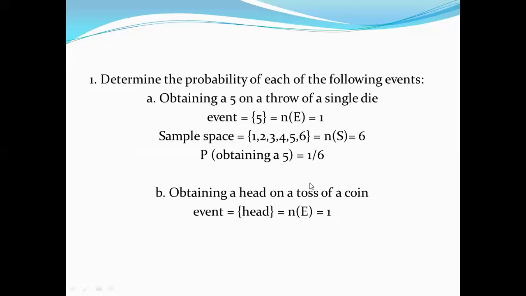Okay, so the event defined here is obtaining a head. And this has only 1 outcome in your event. So the number of outcomes in your event is 1. Your sample space is defined as head and tail. So those are the possible outcomes in your sample space. Counting these outcomes, you have 2. Therefore, the probability of obtaining a head is 1 over 2, or 1/2. Okay, what about this one?